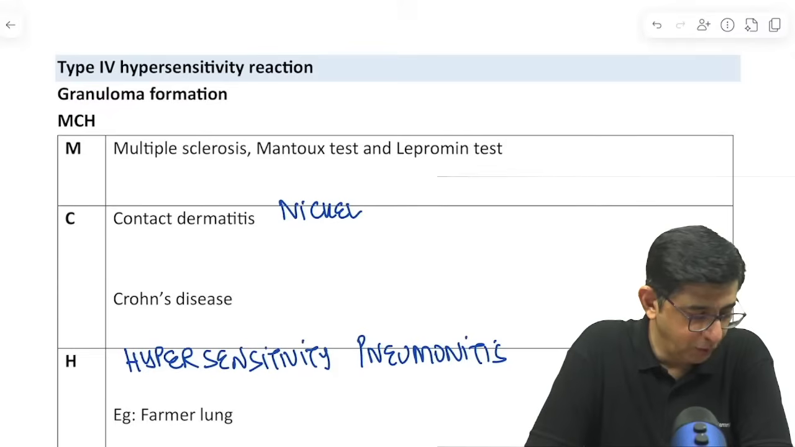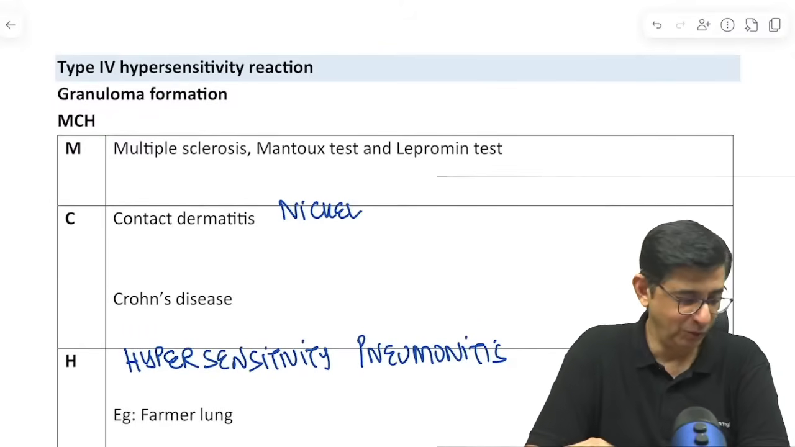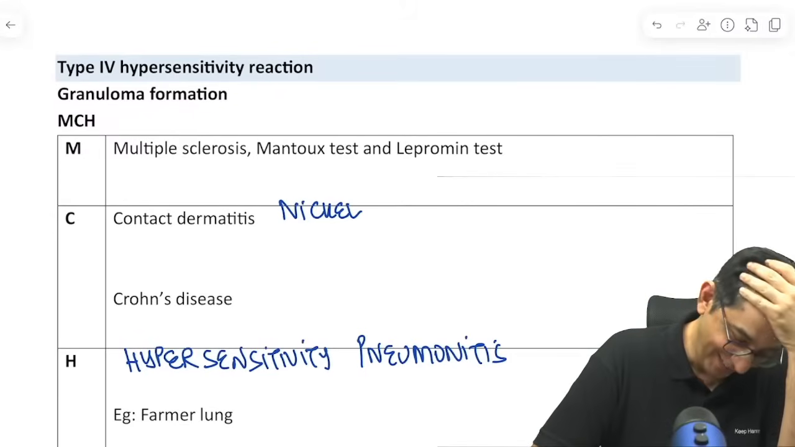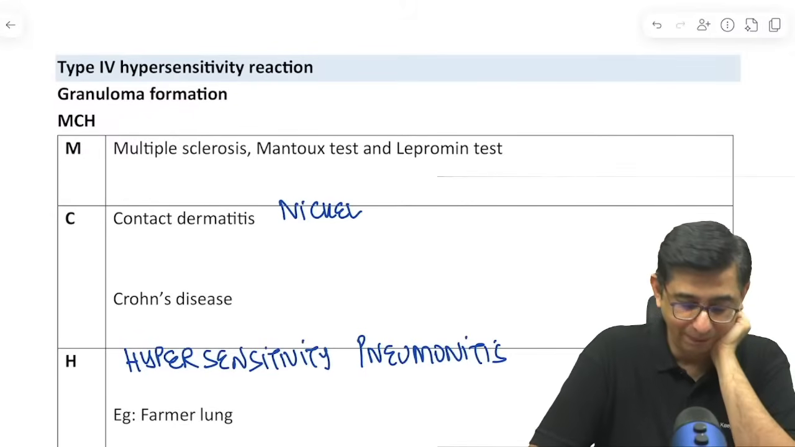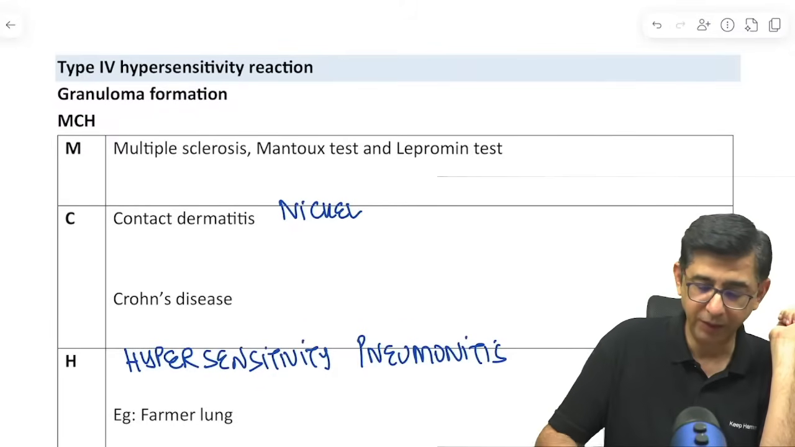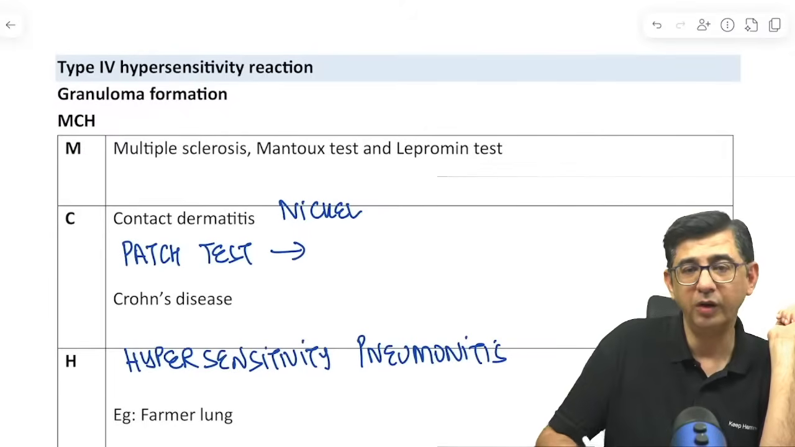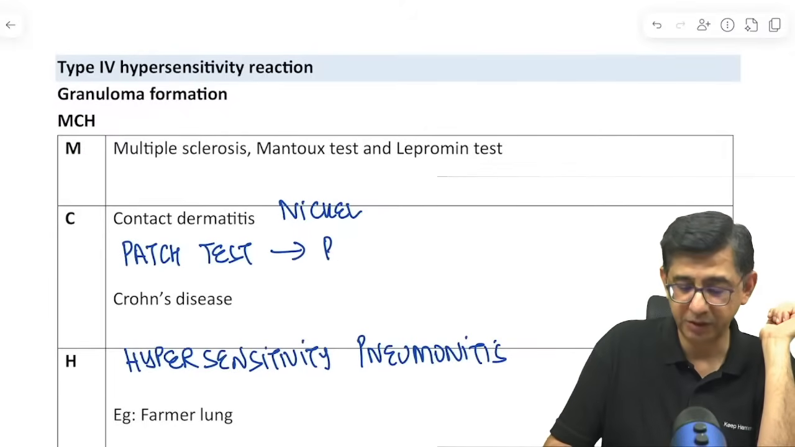Oh my god, Mayur. You are a consultant pathologist. Oh, great. Good to interact with you, man. Okay. Yeah. Patch test again. Yes, so I can mention that also, patch test. That would be for diagnosis of Crohn's disease.